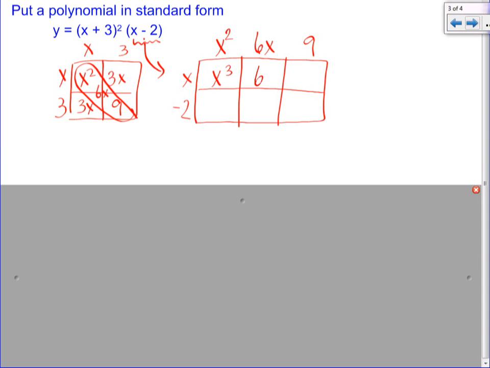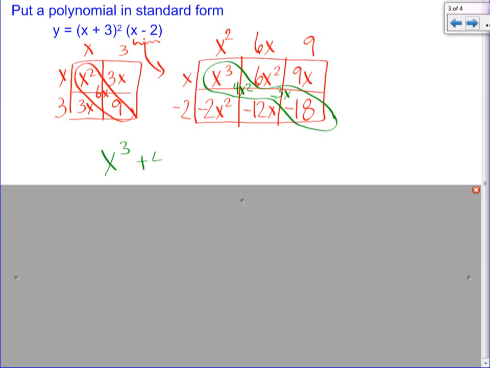6x times x, and then 9 times x would be the top row. Bottom row, negative 2x squared minus 12x minus 18. Now, we have to look at our like terms. So these two right here give us what? 4x squared. Okay, and then these two. Negative 3. Okay, so our answer kind of lands on the diagonal, but not really. We've got x cubed, 4x squared, minus 3x, minus 18.